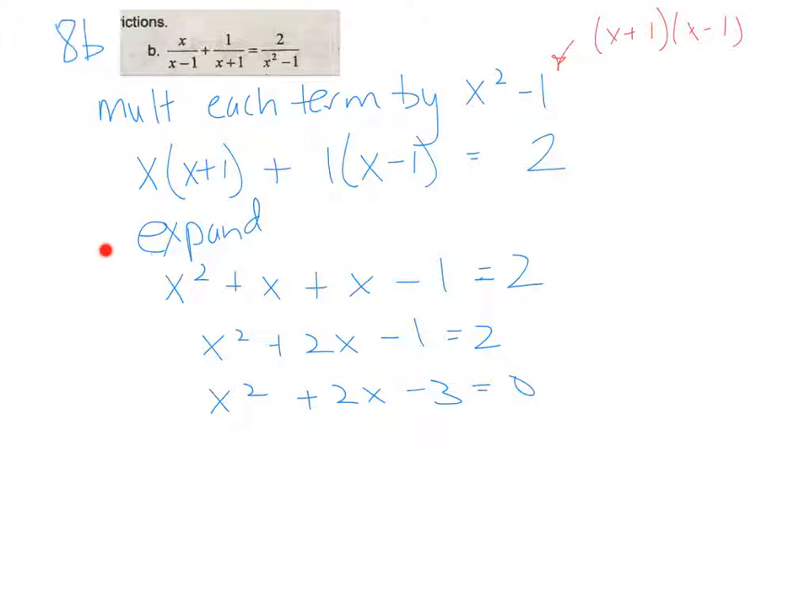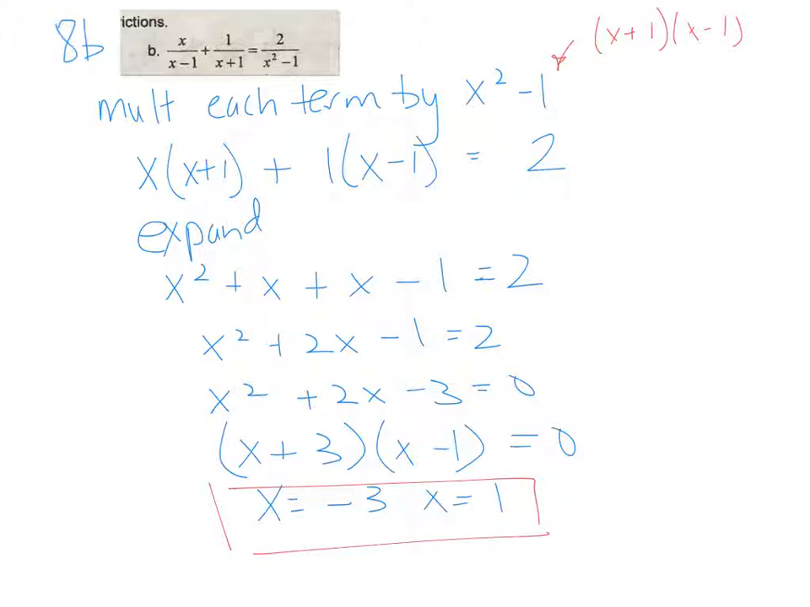As you can see, I've expanded and then collected like terms, and I'm left with a quadratic that I can now factor. Factored, I get x plus 3, x minus 1 equals 0. Therefore, x equals negative 3 and x equals 1.